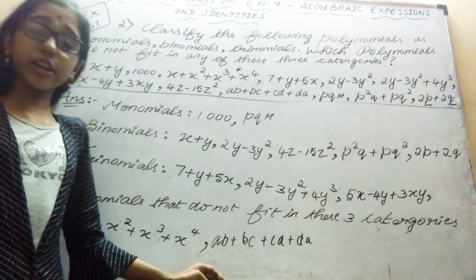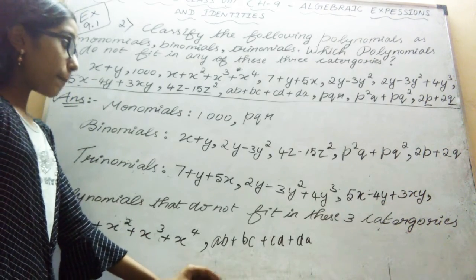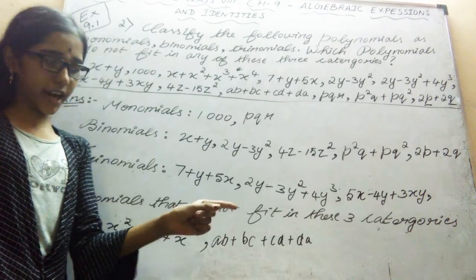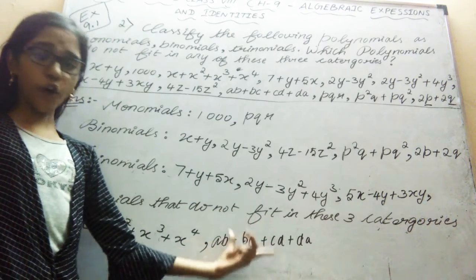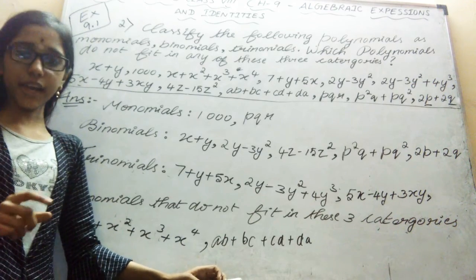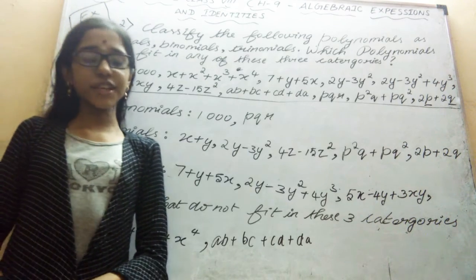Actually, polynomials even contain monomials, binomials, and trinomials. But in the question it is given that the polynomials do not fit in these three categories. So the leftover expressions have four terms, all of them unlike terms, so we can't solve them. So we have written those. So we have found the answer for question number 2.